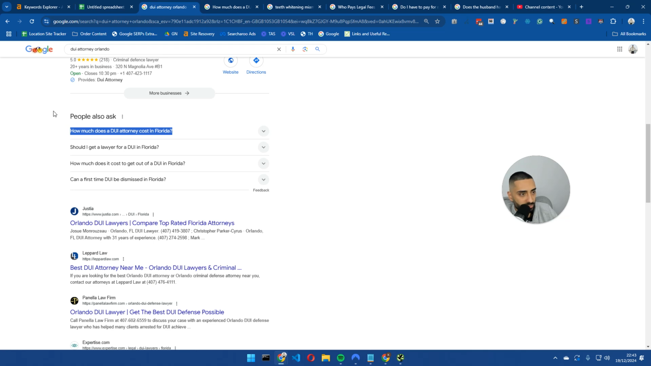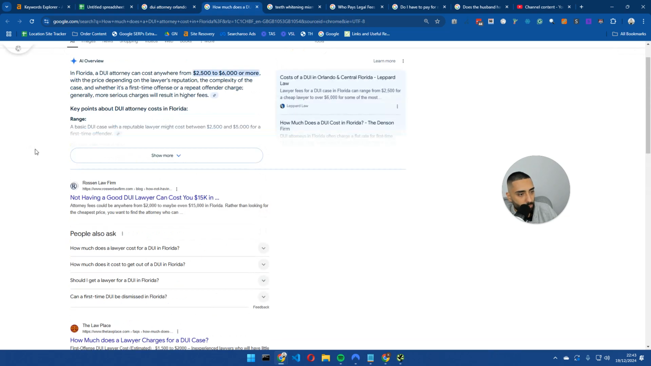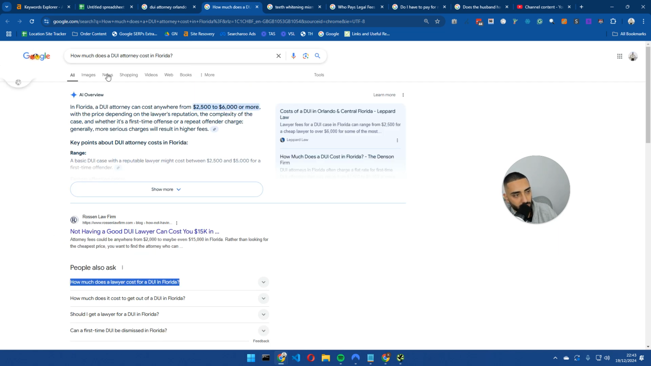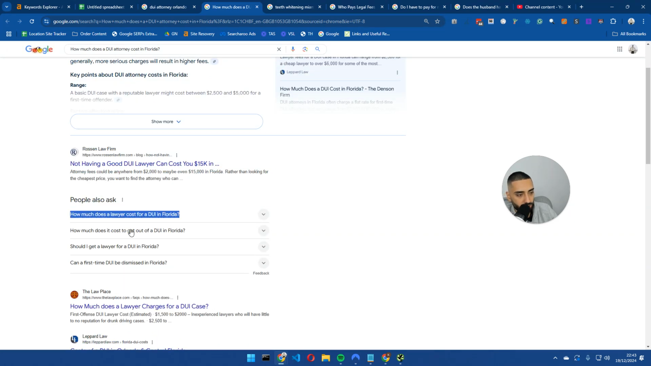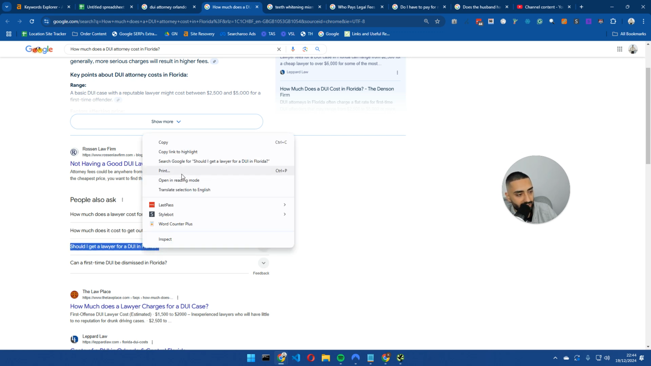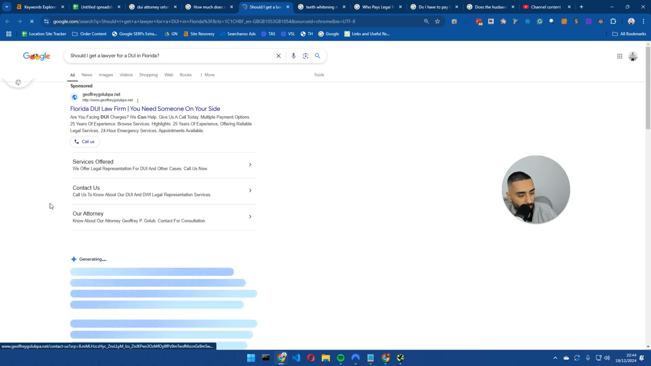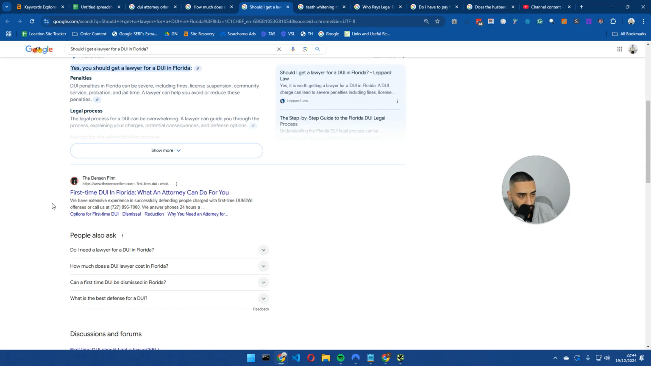And again, every time I'm searching a question, I'm always looking at the people also ask. So how much does a lawyer cost for a DUI in Florida? Again, fairly similar to what we've actually just searched. How much does it cost to get out of a DUI in Florida? Again, fairly similar to what we've just searched. Should I get a lawyer for a DUI in Florida? This would probably be a separate page.